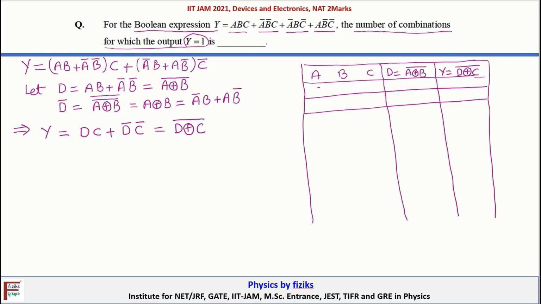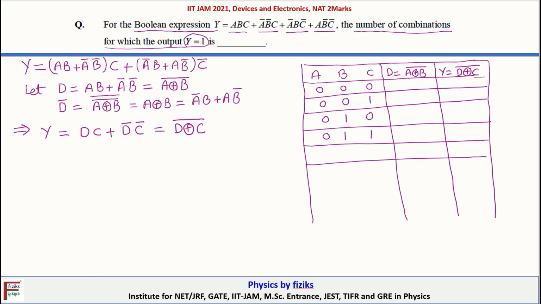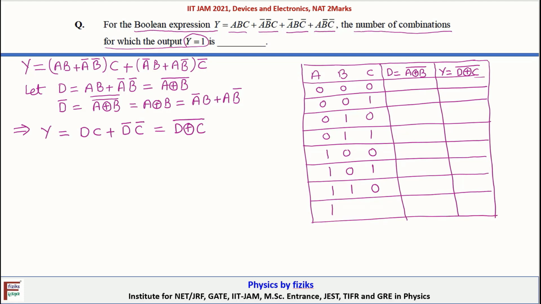0, 0, 0, then 0, 0, 1. Then we have 0, 1, 0. Then we have 0, 1, 1. Then we have 1, 0, 0. Then we have 1, 0, 1. Then we have 1, 1, 0. And the last combination is 1, 1, 1.